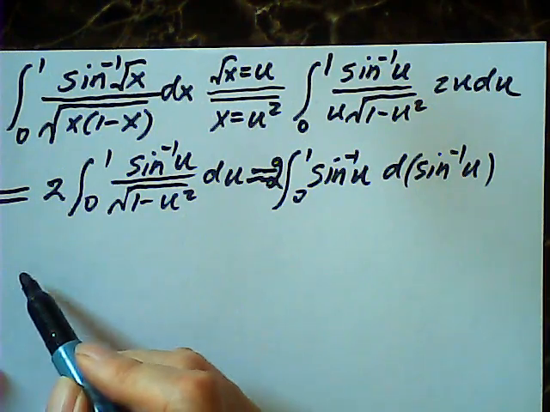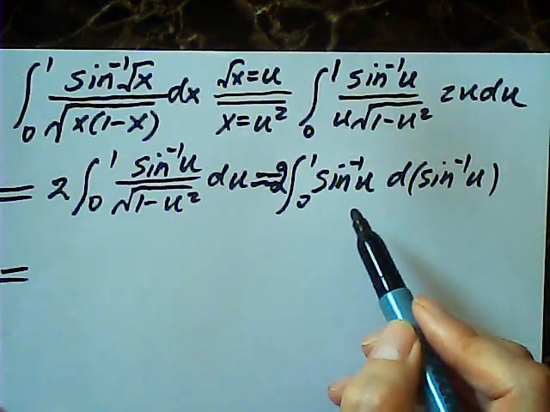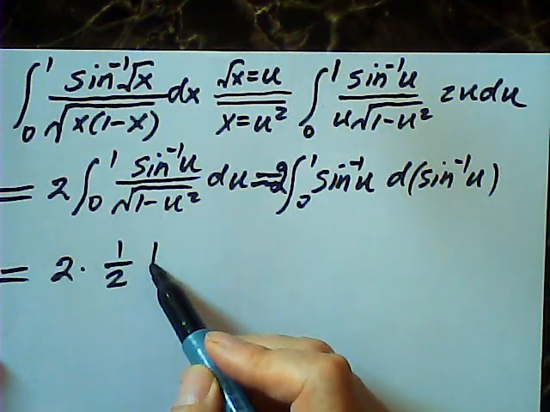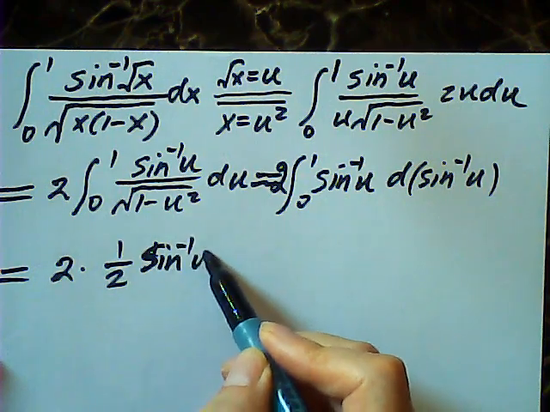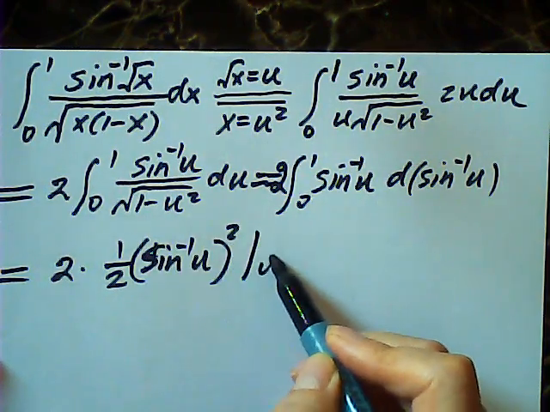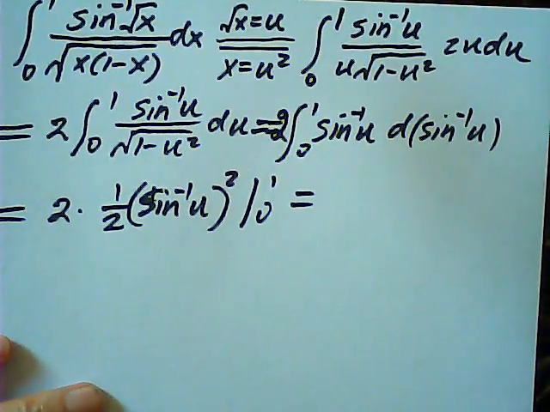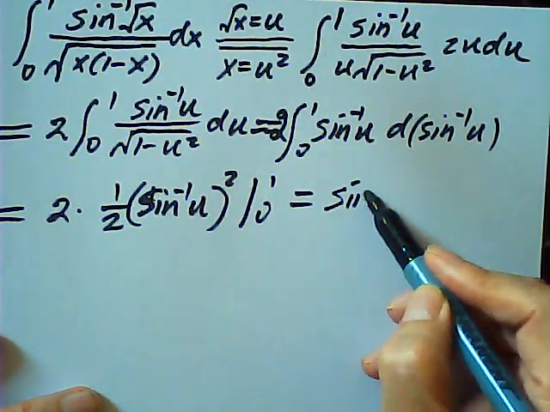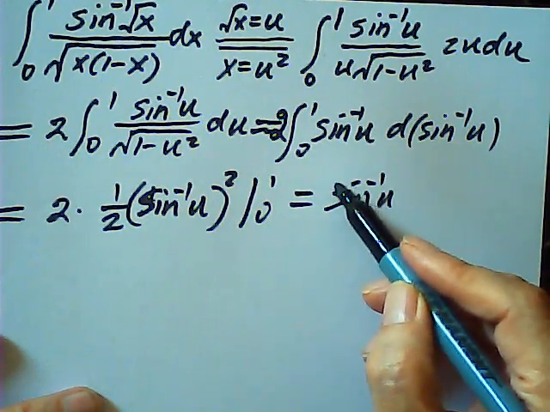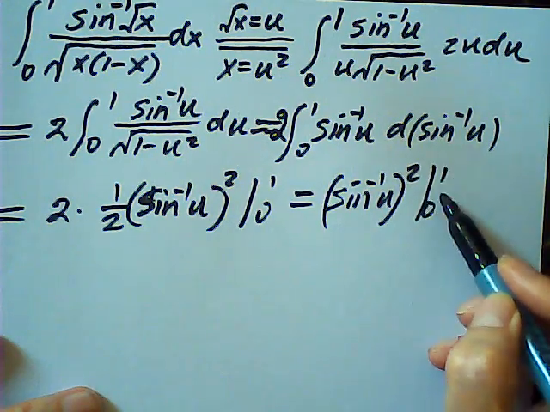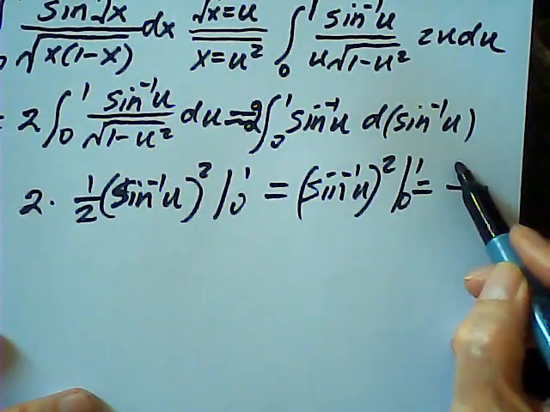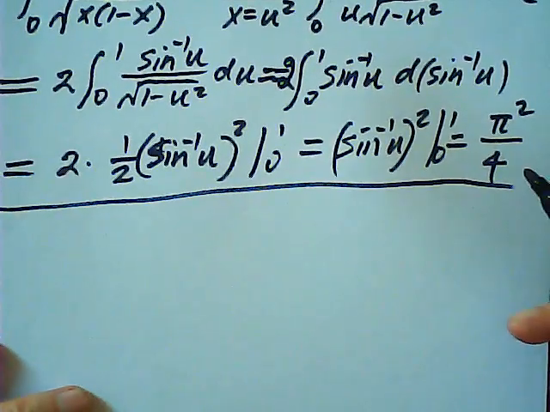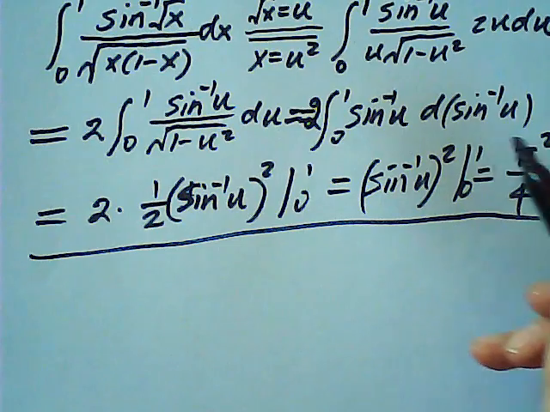So this one is equal to, this will be half, right? 2 times half arcsine u squared, isn't it? From 0 to 1. So this will be here, arcsine u squared from 0 to 1. This will be pi squared over 4, isn't it? So that is the result from method 1.